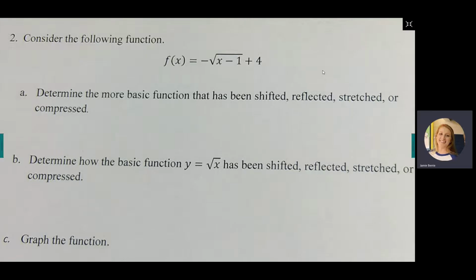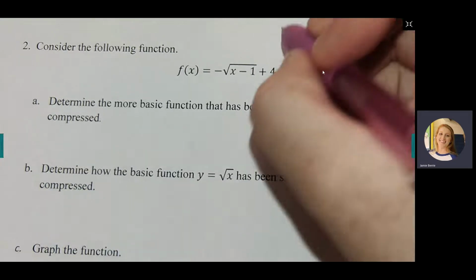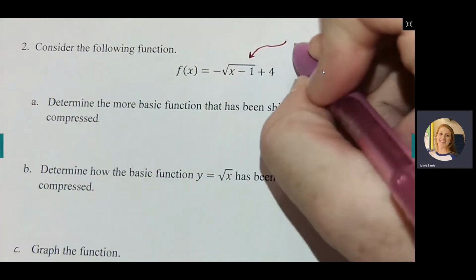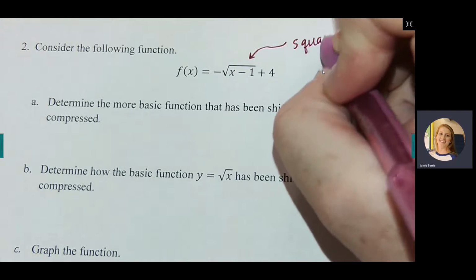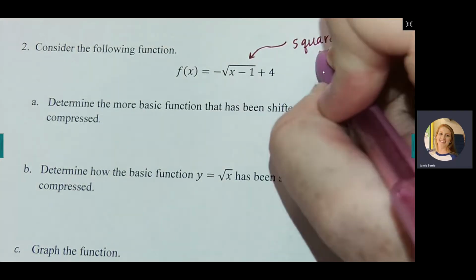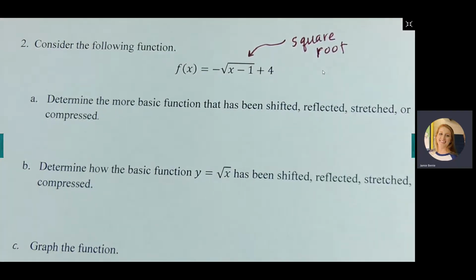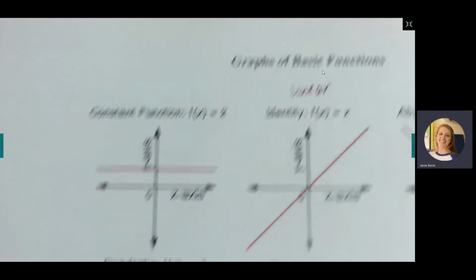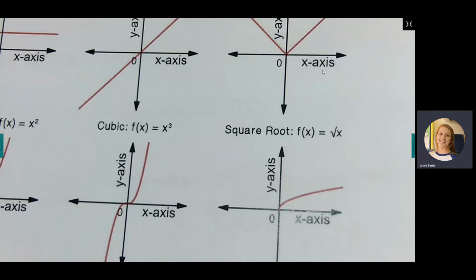Like on that last one, it was the cube root of x bar 3. The square root, yeah. So that square root is what stands out the most to me. It's got the square root in it. So then that's going to help you figure out, okay, I'm going to go to my basic functions sheet. Which one does this match up with the best? That would be a square root.